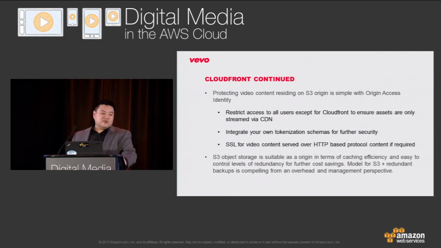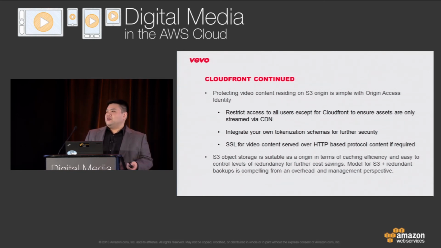This was touched upon a little bit earlier, so I won't harp on it too long, but it was also very simple to secure assets with the origin access identity. So the links are only streamed from CloudFront, and we implement our tokenization for the video playback links to make sure that they have to go through our authentication service before a user can play them.